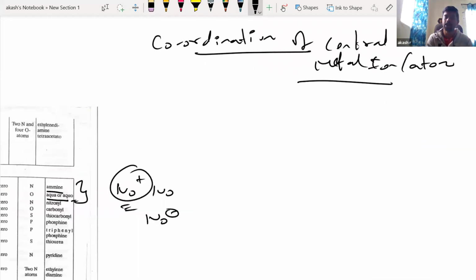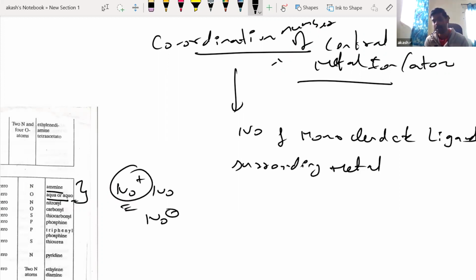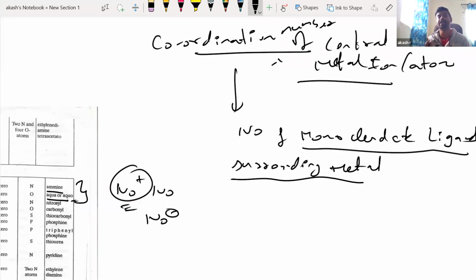Okay, right. Now, what is the coordination number? How do I properly define this? The coordination number of a central metal ion is nothing but the number of monodentate ligands surrounding your central metal atom. Very important: the number of monodentate ligands surrounding your central metal atom or ion is what is called your coordination number.